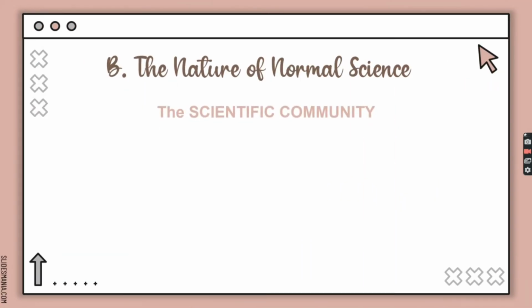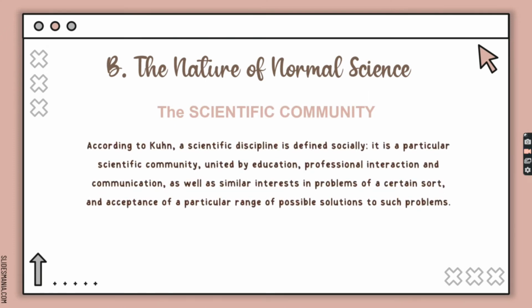Number 1. The scientific community. According to Kuhn, a scientific discipline is defined socially. It is a particular scientific community united by education, professional interaction and communication, as well as similar interests in problems of a certain sort and acceptance of a particular range of possible solutions to such problems.